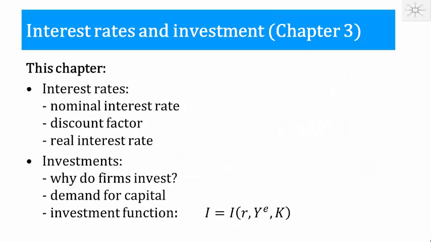And in this chapter, we will first talk about interest rates. We will talk about the nominal interest rate, the discount factor, and the real interest rate. And then we will start looking at the demand side. And we start with investment, because we have already been talking so much about the firm's decisions that it's natural to continue with the firm's demand for capital. Why do firms invest? What determines their need for capital? And then we summarize our theory in the form of an investment function that tells us what are the main determinants of investment.